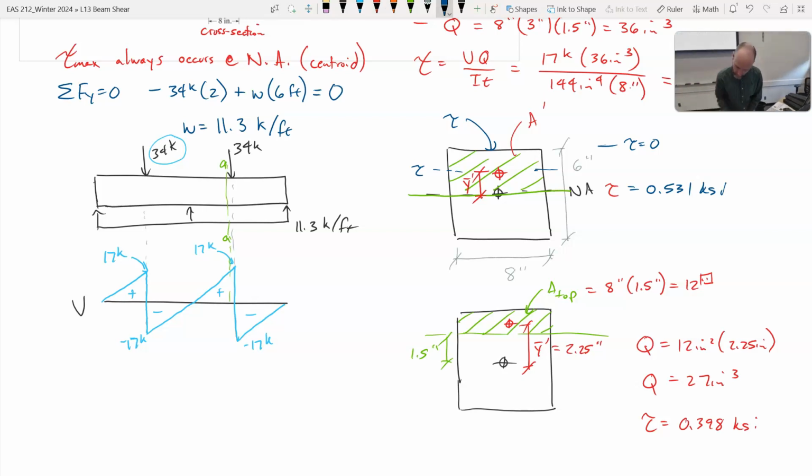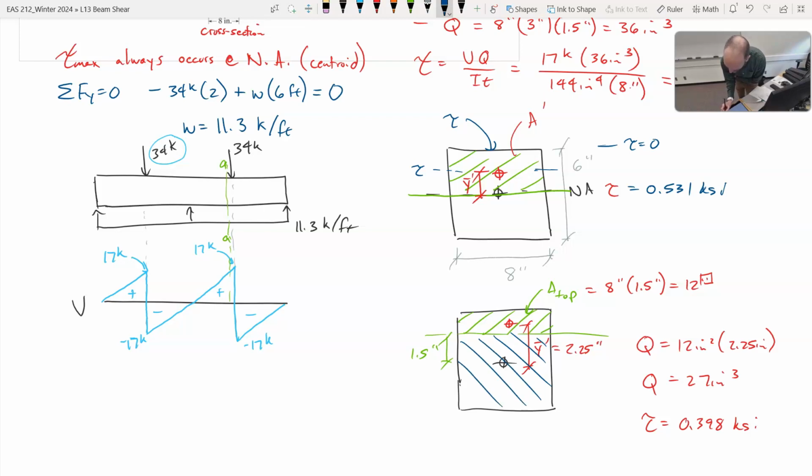All right, just for fun, I said Q top and Q bottom are the same, right? Calculate Q bottom here. So for Q bottom, the area is a lot bigger, right? But y bar is a lot smaller. What is y bar? You've got 4.5 divided by 2, 2.25... 0.75.